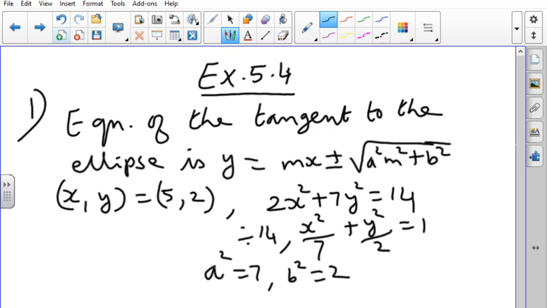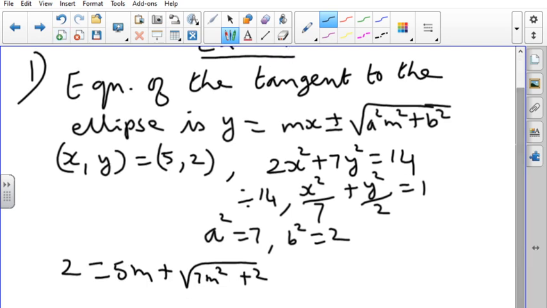So substituting all this in the equation of the tangent, we get, x comma y is 5, 2. So 2 is equal to 5m plus root of 7m square plus 2. So now bring the m to the other side. So we can also write this as root of 7m square plus 2 is equal to 2 minus 5m.